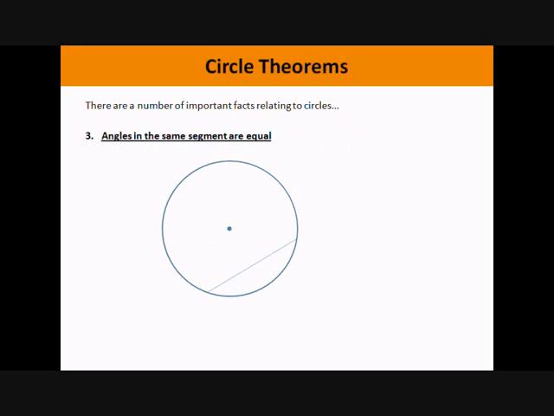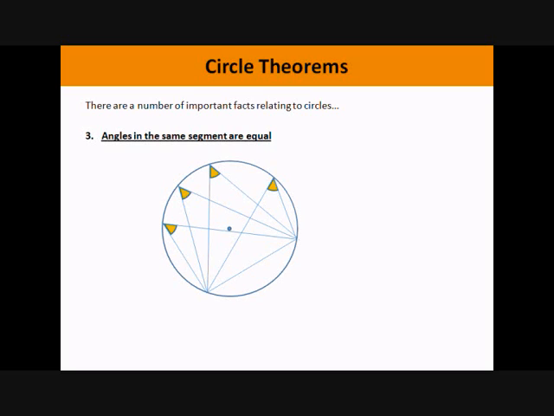Okay, number 3, angles in the same segment are equal. So if I start with a line, a chord, if I then make an angle from that line, from the 2 ends, up to a point on the edge, up to a point on the circumference, doesn't matter where I put that, those angles I make will always be the same angle if they come from the same 2 points.